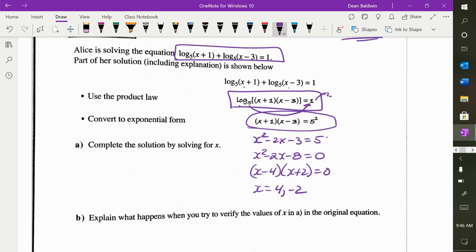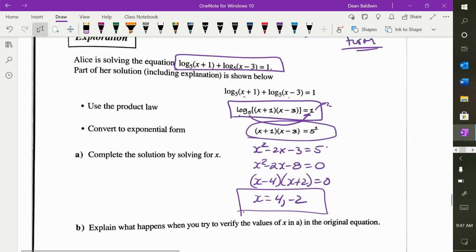Is that okay? Yeah, this is why we got to check it. Okay? So this is not the end. You need to check your answer. Okay? And you check your answer by putting each one back into the original, because what numbers can you not log? You can't log negative numbers.